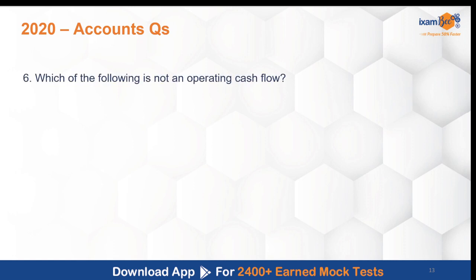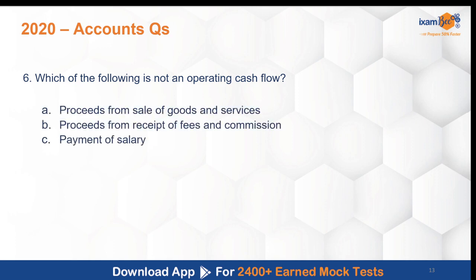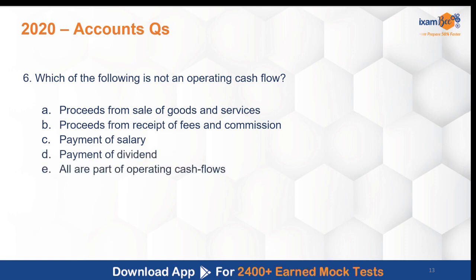Next question, which of the following is not an operating cash flow? We have three types of cash flows: operating, investing, and financing cash flows. So we had to identify which one is not an operating cash flow. Proceeds from sales of goods and services is an operating cash flow. Proceeds from receipt of fee and commission is also an operating cash flow. Payment of salary is also related to the operations and therefore is an operating cash flow.